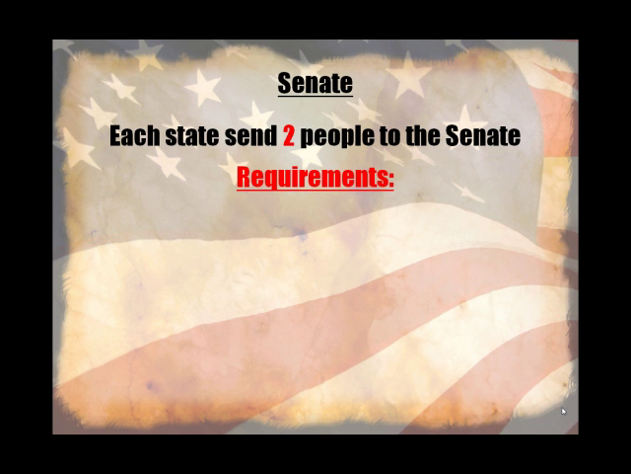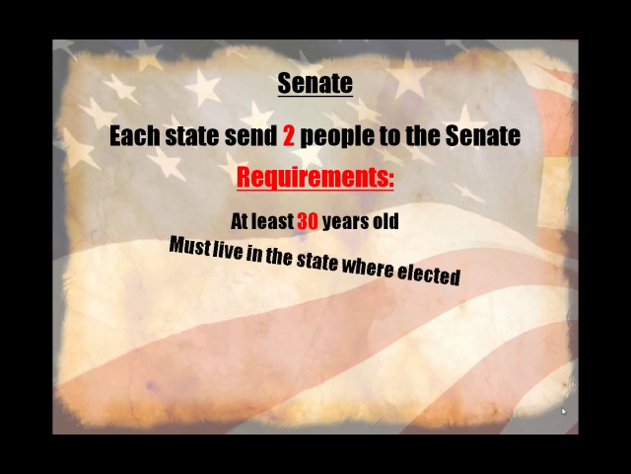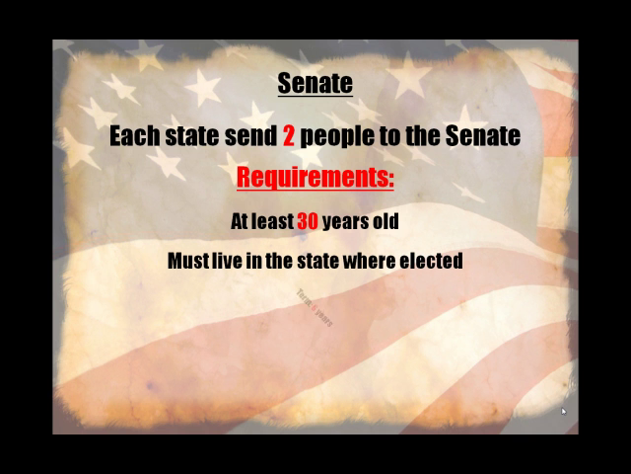Requirements to be a senator, they got to be at least 30 years old. They have to live in the state where they are elected, and their term is for 6 years. So a senator stays a senator for 6 years, and they can stay as long as they keep on getting reelected. Every 6 years they got to get reelected. So remember, Senate and 6 both start with S. So that's how I remember how a senator's term is 6 years.